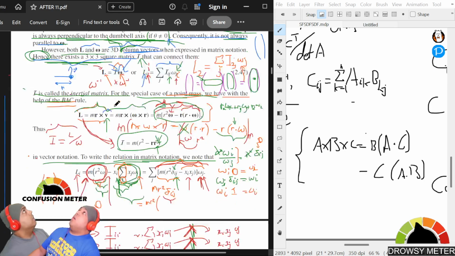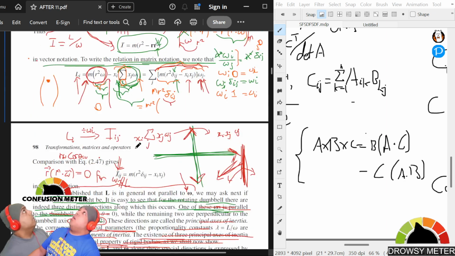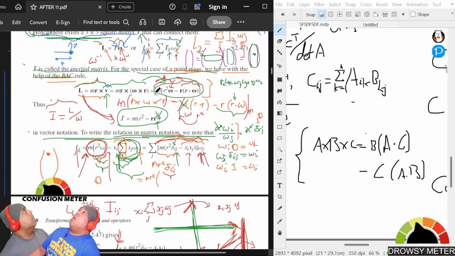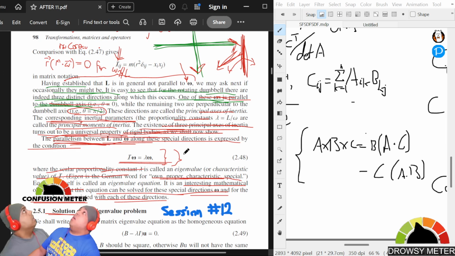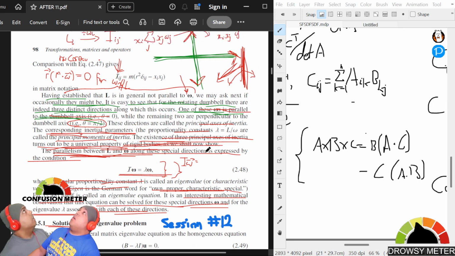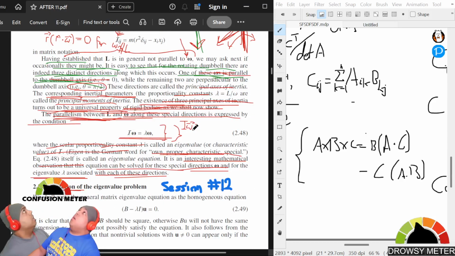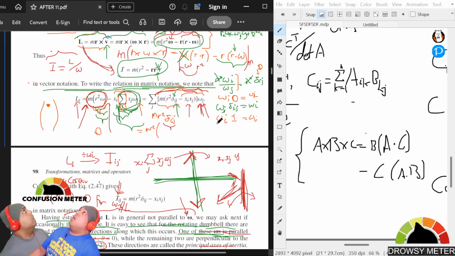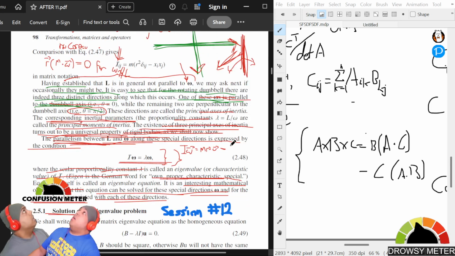L equals I omega, right? L equals I omega. I omega equals this mess: m r squared omega minus r dot omega. They're parallel if this term is 0.